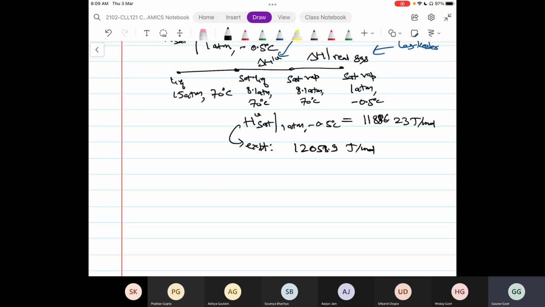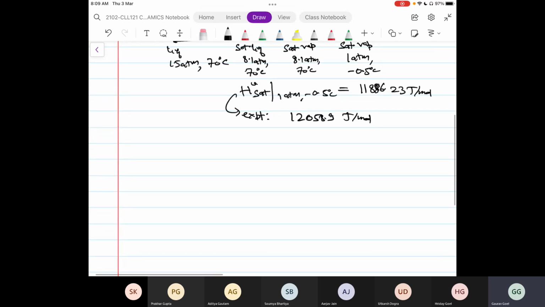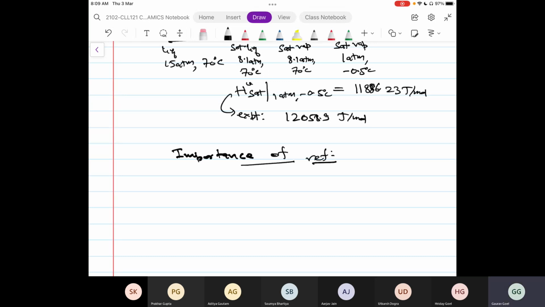Last point on this. Even though it's a specific problem, there are several aspects being covered in this problem: phase change, liquid property change, real gas property change, different routes to go from one state point to another state point. All of those concepts would be very useful in several other problems. So last concept, which is of use here, the importance of the reference. You have to be very careful in ensuring that the reference cancels out. So I'll take the same problem.